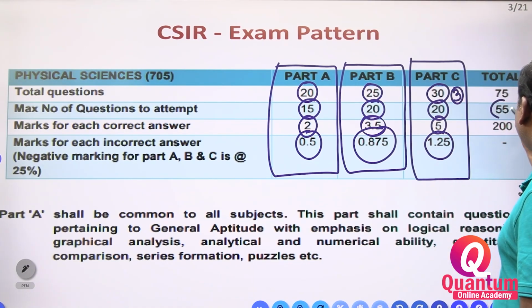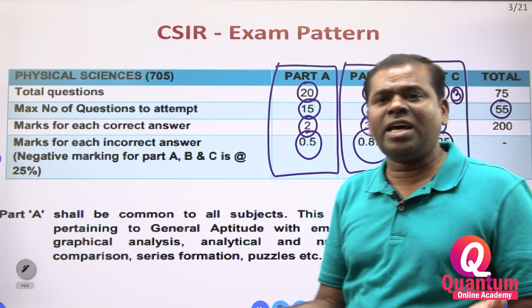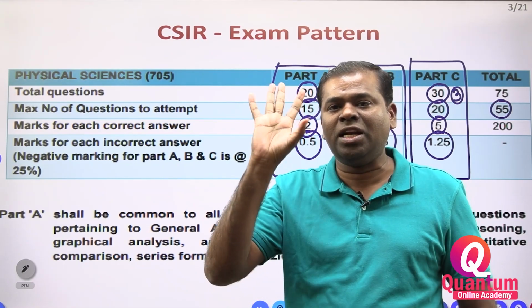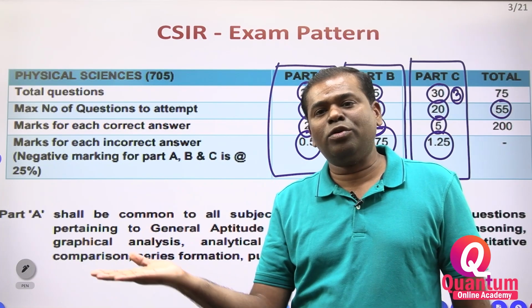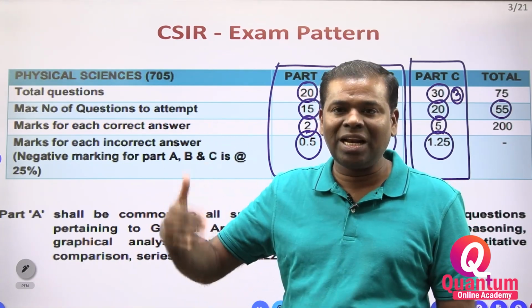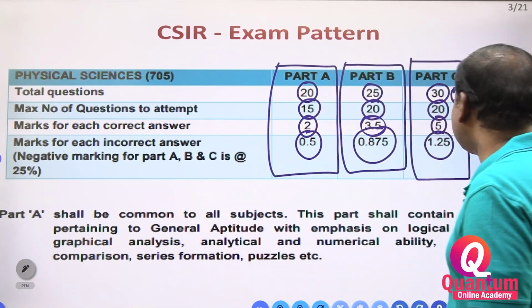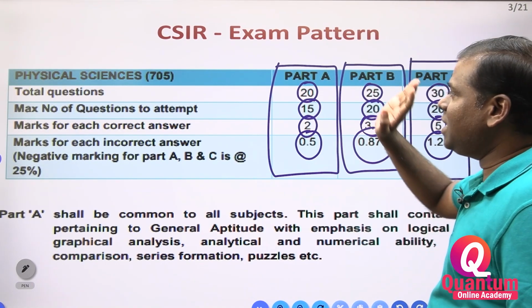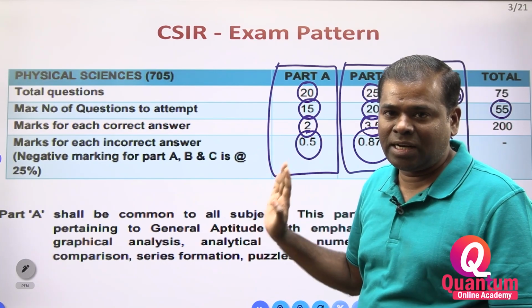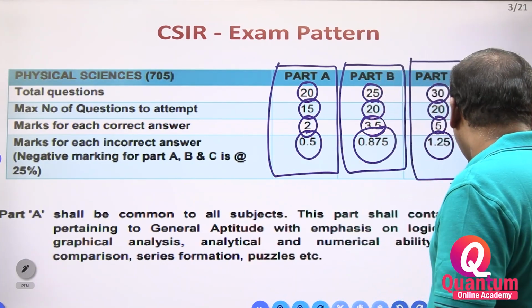Total physics questions are 55, whether it is the CSIR or the GATE examination. You will get only 55 questions from physics. The rest of the questions will come from general aptitude only. This is very, very important. Total 200 marks are there. This is the CSIR exam pattern. Clear? Now we will see the GATE.